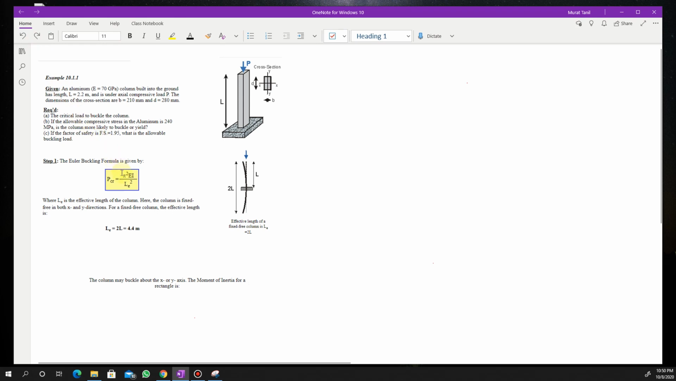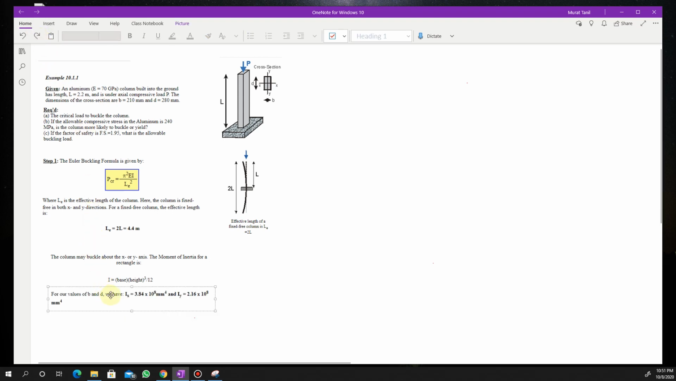Next, we have to calculate the moment of inertia. That's another unknown in this equation. As I mentioned before, we have to calculate the moment of inertia about both axes. At this stage, this column may buckle about X or Y axis, like I stated before. The moment of inertia for a rectangle is BH cubed over 12, where B is the base and H is the height, and we're going to use B and D in this case, and we have to calculate it for both cases.